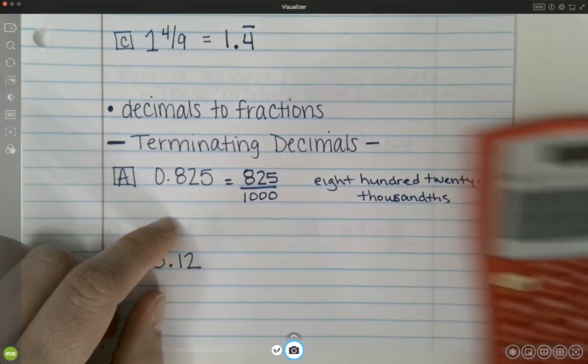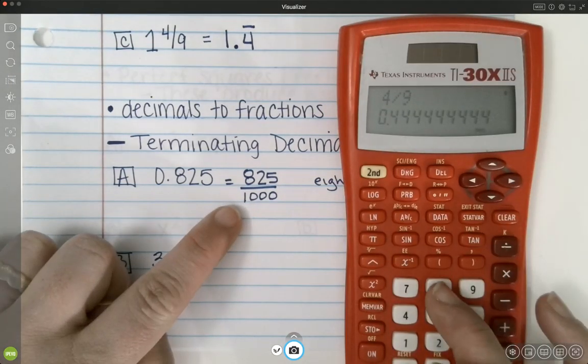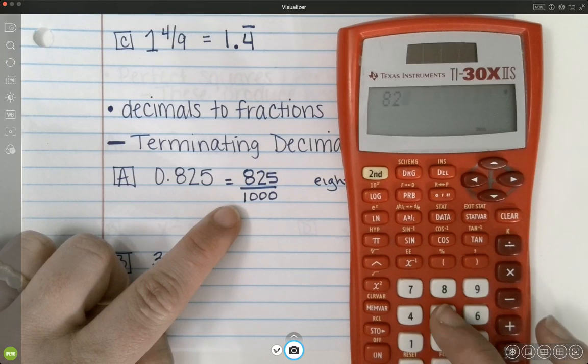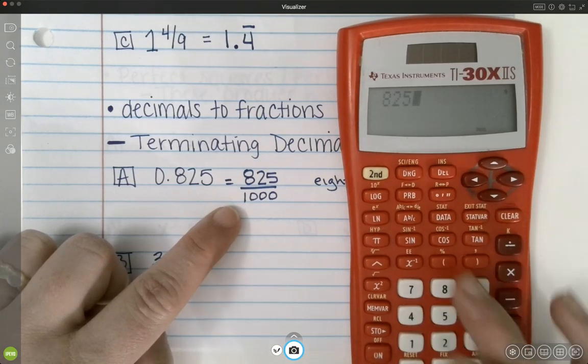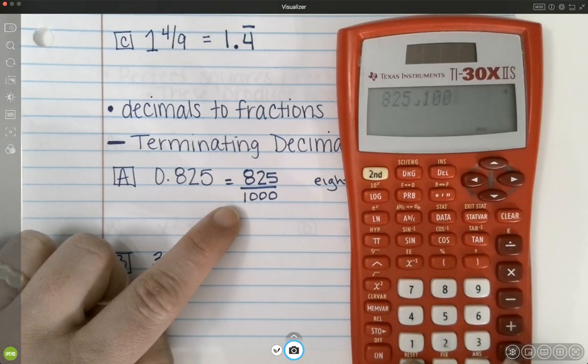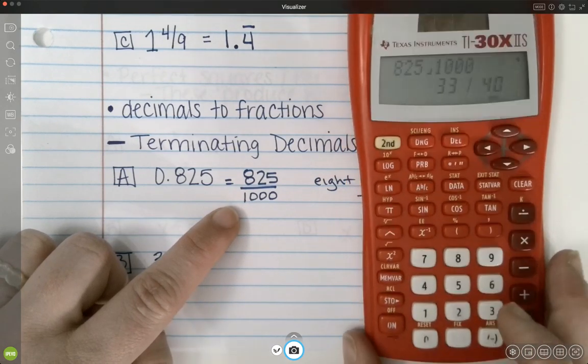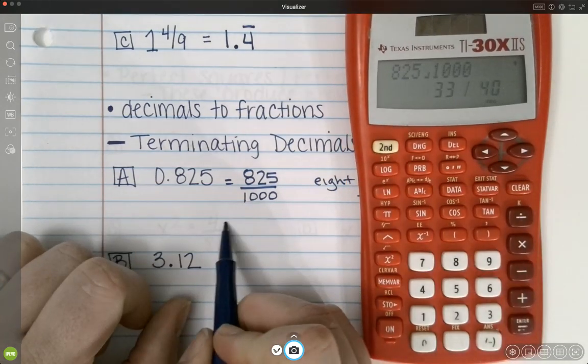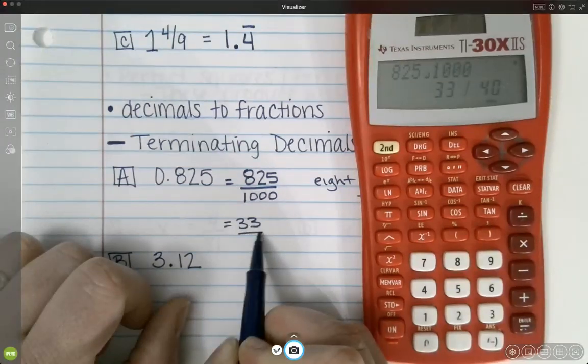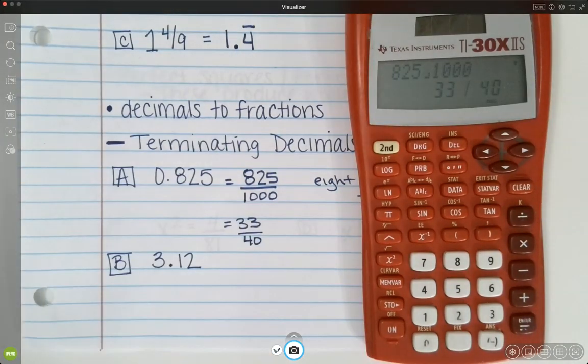Now we're going to use our calculator with our fraction to decimal button. So we have 825, and then we're going to use ABC, thousandths, equal sign. So this will simplify to 33 over 40.